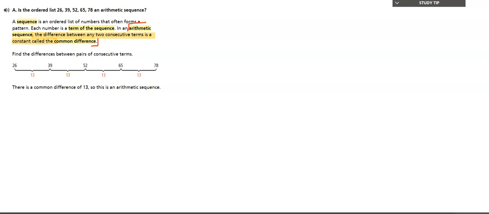Okay, so an arithmetic sequence is just a sequence of numbers. So here we have our sequence of numbers right here. And as long as the difference between each of these numbers is the same when I subtract them, so in this case, they all are 13, okay? If there's a common difference, it's an arithmetic sequence.